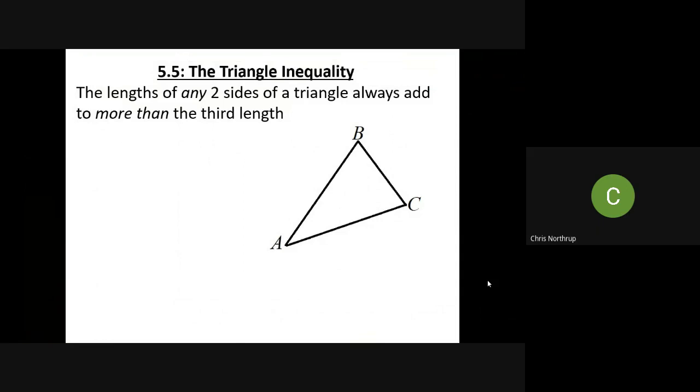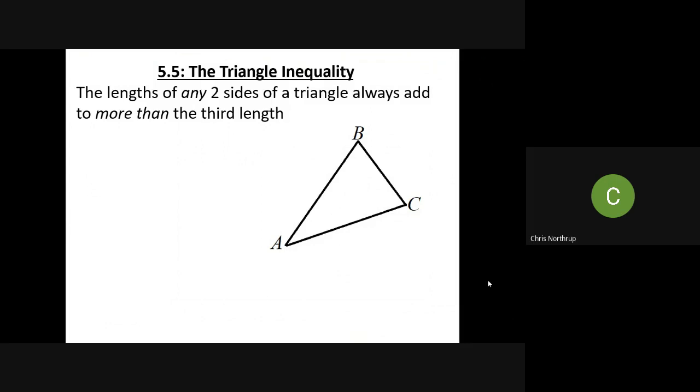In this video, we're going to take a look at how we can compare different parts of triangles like we've been doing. The first thing we're going to have is called the triangle inequality. It says, give me any triangle, doesn't matter how big, how small, if it's acute, obtuse, scalene, etc. Any two side lengths are always going to add to more than the remaining side length.